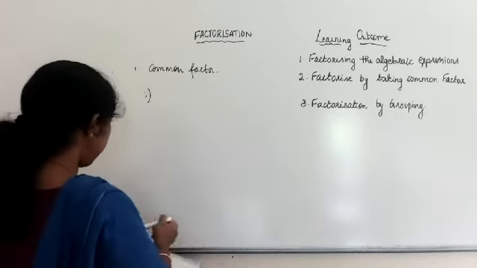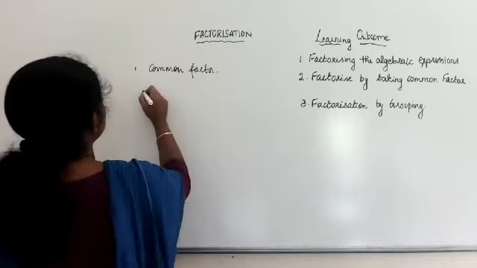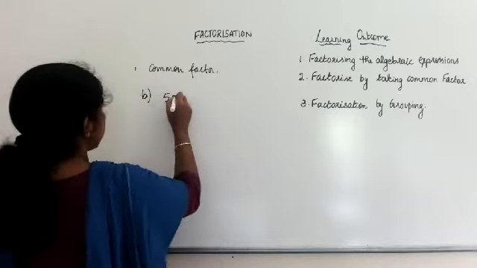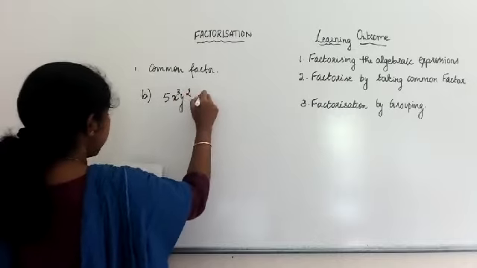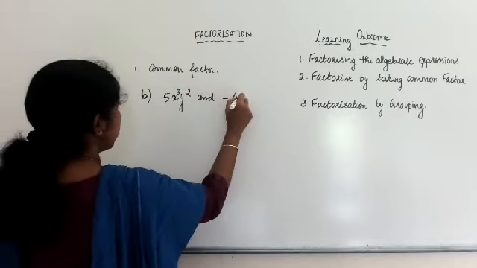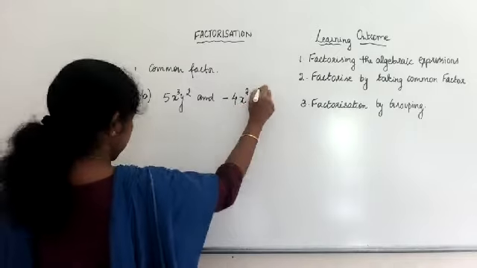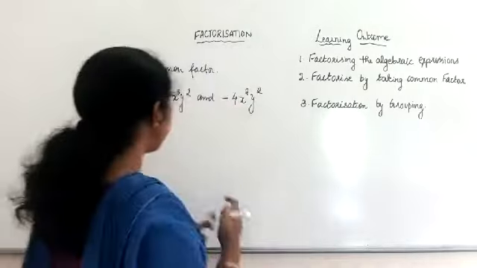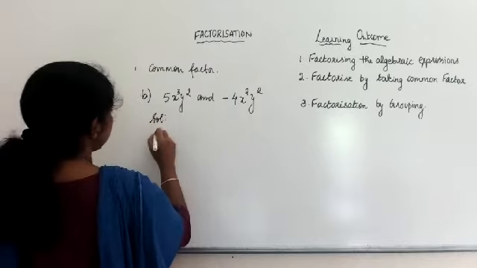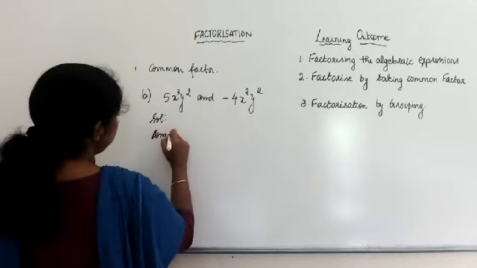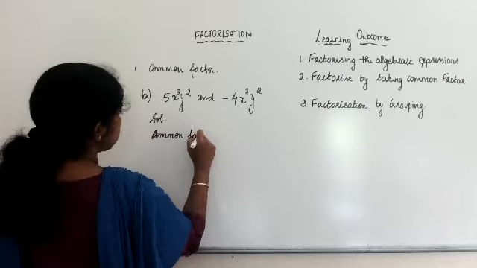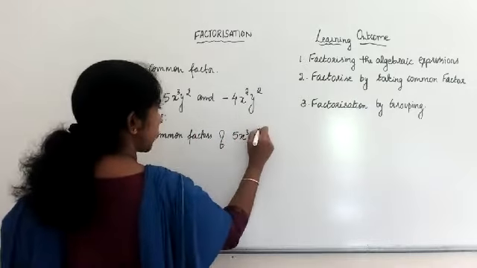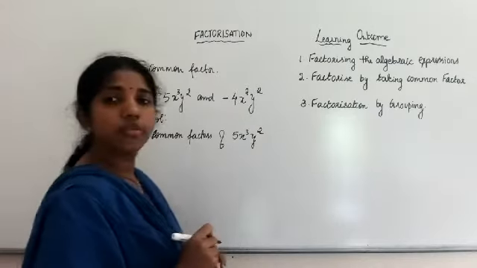So let us see: 5x cubed y square and minus 4x square y square. Again, let us do it from the beginning. So how do we do it? Solution: first we will find the factors of 5x cubed y square.